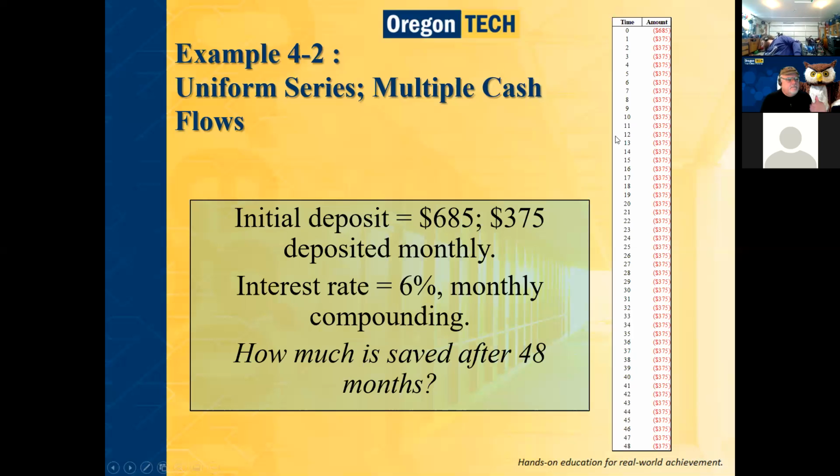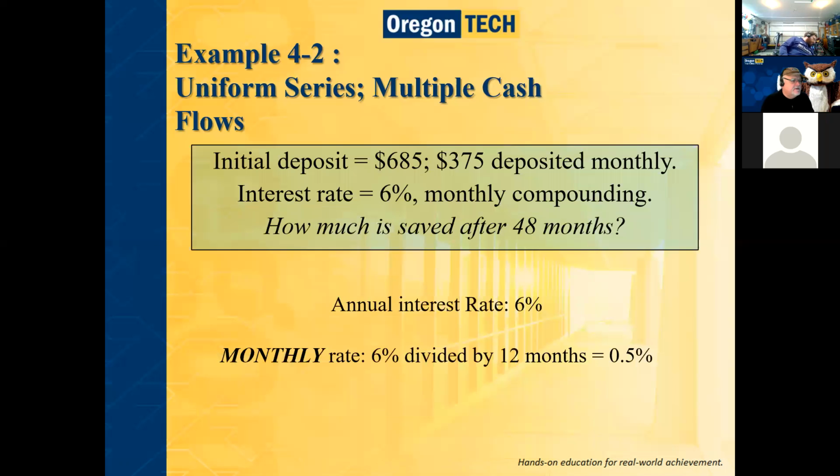Now then, I put this nice big sheet up here on the spreadsheet that has 48 periods, 48 months. And if you get a microscope out, you can see at time 0, I have $685. Then 1 through 48, I have $375. All right, you could do it that way and then discount everyone back. So basically, it's very similar to the previous problem of $500 a year for 5 years, except we have an initial deposit of $685.